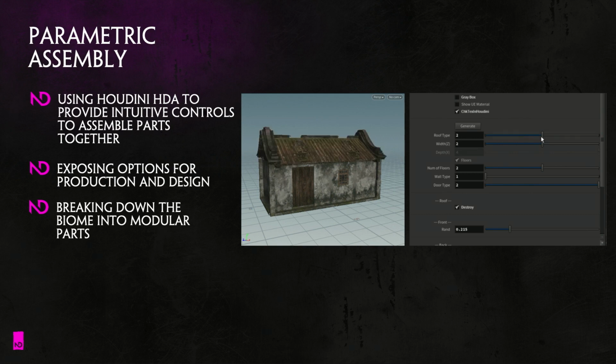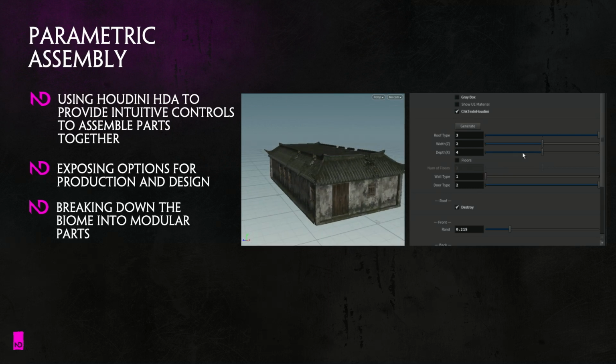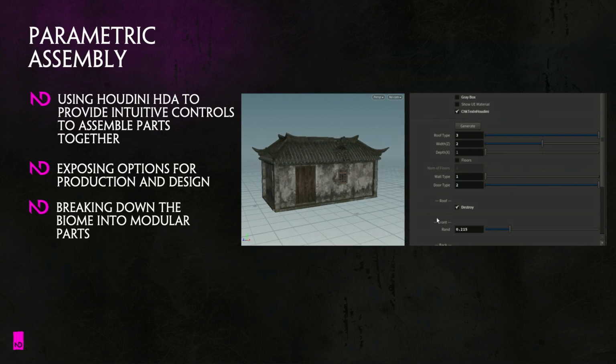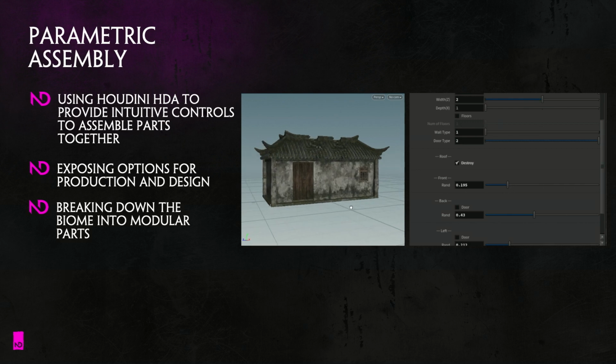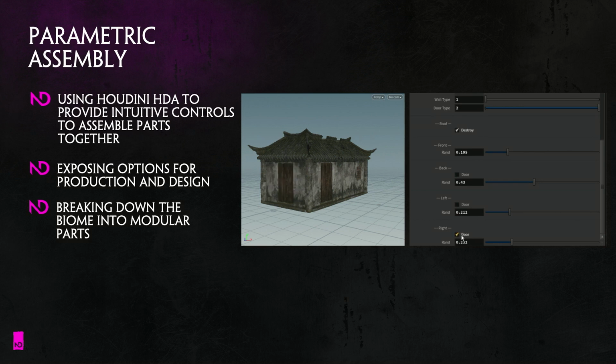Okay, great. So one of the ways that, at least at Neon Doctrine, we love to use Houdini is to parametrically assemble assets or components. Basically, we're taking the individual asset or the biome itself and breaking it down into Lego block-like pieces, and then using Houdini or HDAs to drive the logic of how they are put together.